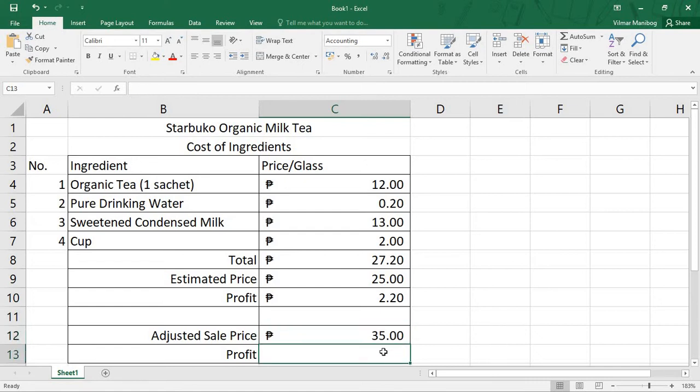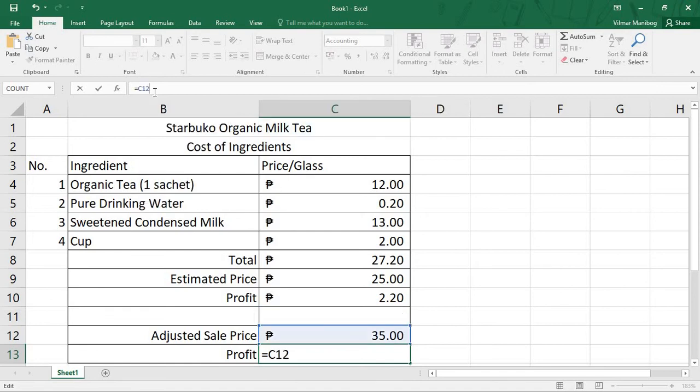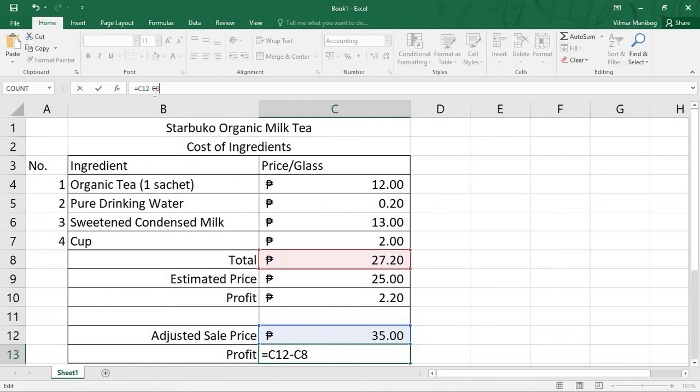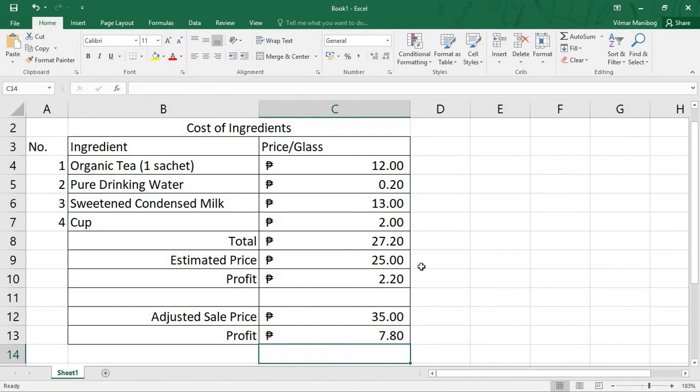Then of course, we're going to compute now. What's the profit? Of course, we're going to subtract C12, which is 35 pesos, to C8, which is 27 pesos. How we're going to enter that? Of course, just the same. We're going to subtract C12 to C8. Of course, yan. Tama ba, class? So, yan na ang iyong magagain mo sa pagbebenta ng isang baso.